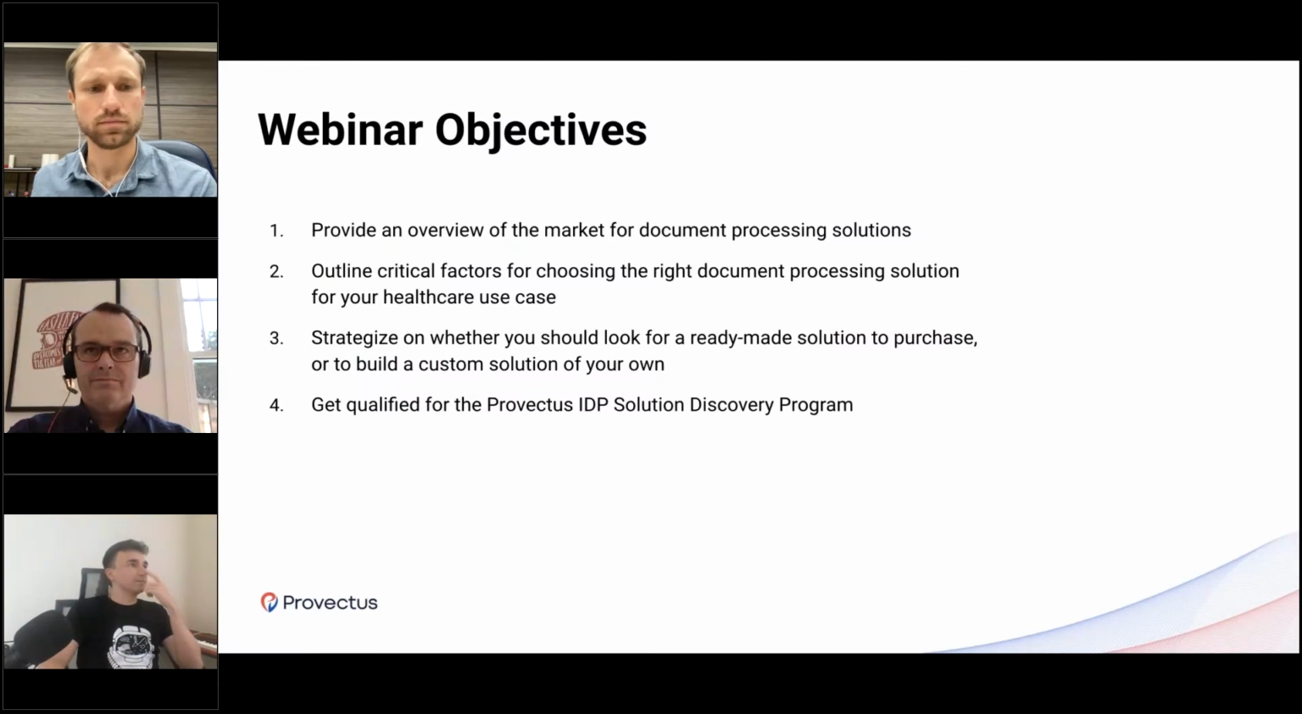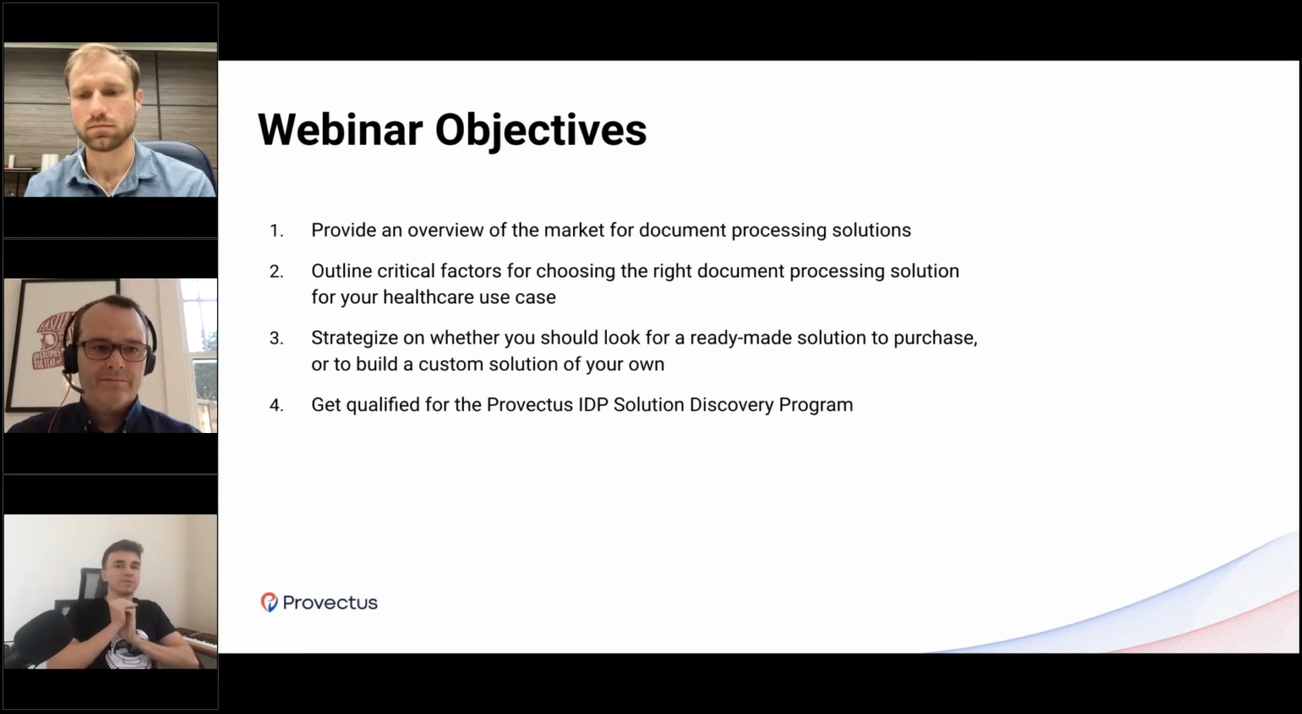Okay, let's set our expectations. We'll keep the level of details at 200 feet, with the goal to provide you a strategy moving forward and continue our conversation in more detail after this webinar. As for the webinar objectives, we will provide you an overview of the market for document processing solutions and outline the critical factors of choosing the right document processing solution for your healthcare use case. We will strategize on whether you should look for a ready-made solution to purchase or build your own custom solution. And wait till the end of the webinar, as you can get qualified for the Provectus Intelligent Document Processing Solution Discovery Program.